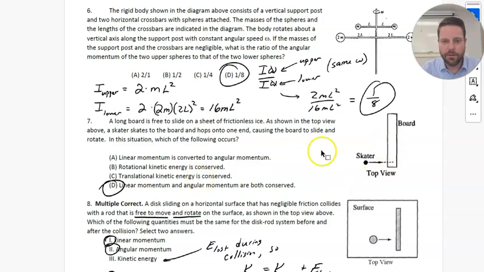In this example here, we have a skater that jumps onto a longboard. So they're asking about, is momentum conserved? There's no outside forces because it's on frictionless ice. So therefore linear momentum is conserved, and because they are free to rotate around their center of mass once their combined center of mass after the collision, then angular momentum is also conserved.